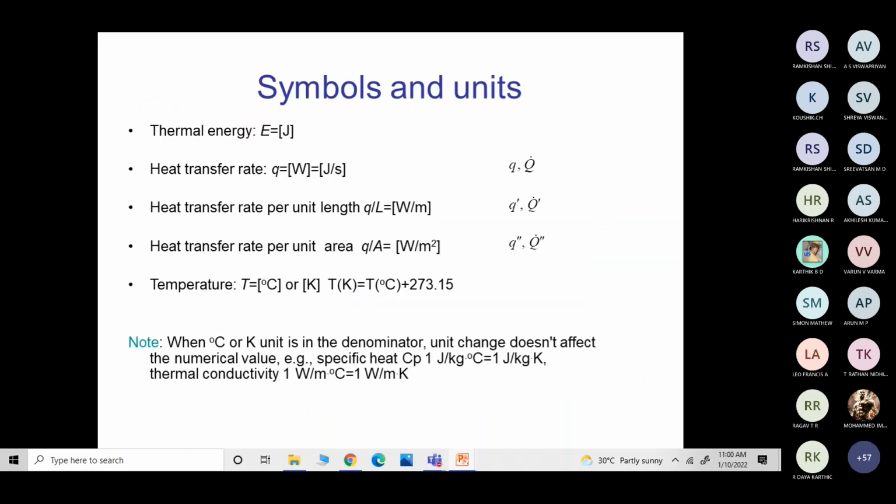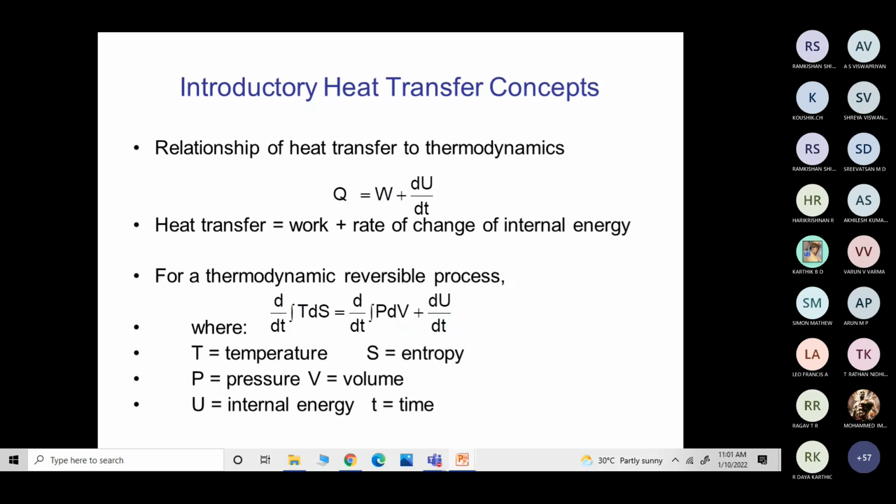And similarly we also discussed the units, especially degree C and Kelvin. When it appears in the denominator, the unit change does not affect the numerical value. That is also very, very important, you should know. And you should know the relations. So the first relation is very, very important: Q minus W equals delta U, or Q equals W plus dU by dt. The heat transferred is equal to work done plus change in internal energy with respect to time. That particular thing you should know.